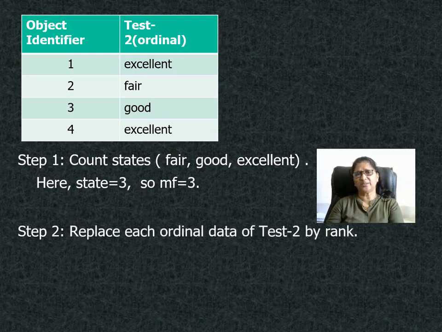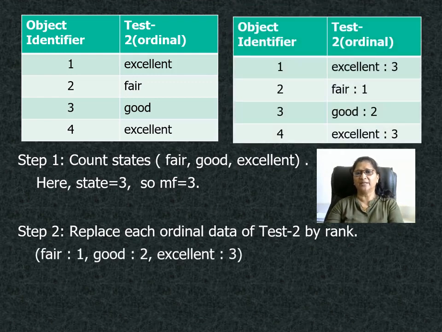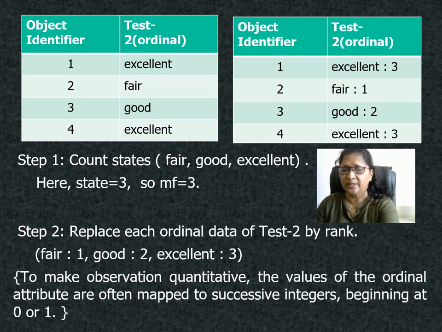Now we have to replace each original attribute value with its corresponding rank. So the resultant table is like this. We give fair the rank 1, good 2 and excellent 3. So we are replacing it like this: excellent with 3, fair with 1, good with 2 and again excellent with 3. Next, we have to make an observation quantitatively. The values of ordinal attributes are often mapped to successive integers beginning with 0 or 1. Here we have started with 1, 2, 3. You may use different ones.